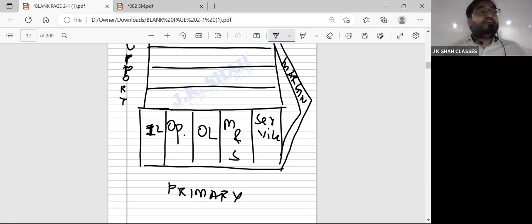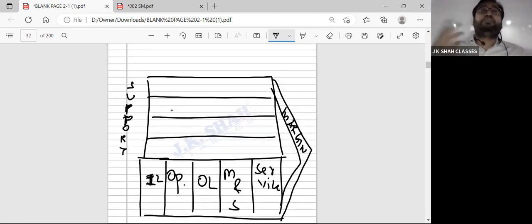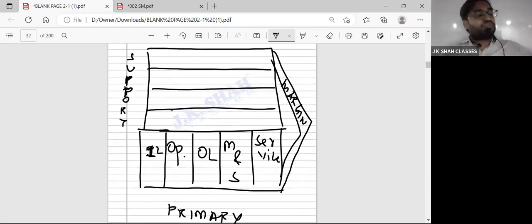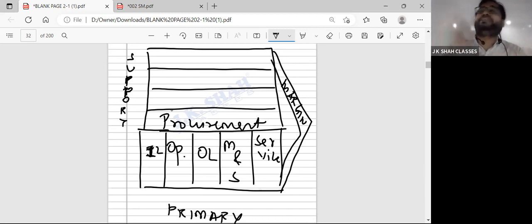And second, support activities. Support means what? Those activities which will help us getting our primary activity done. So which are those support activities? Number 1, procurement. What do you mean by procurement? Purchase. But whenever I talk about procurement, students misunderstand it. They feel that procurement means only purchase of material. Try to understand this diagram, guys. This diagram is very deep.